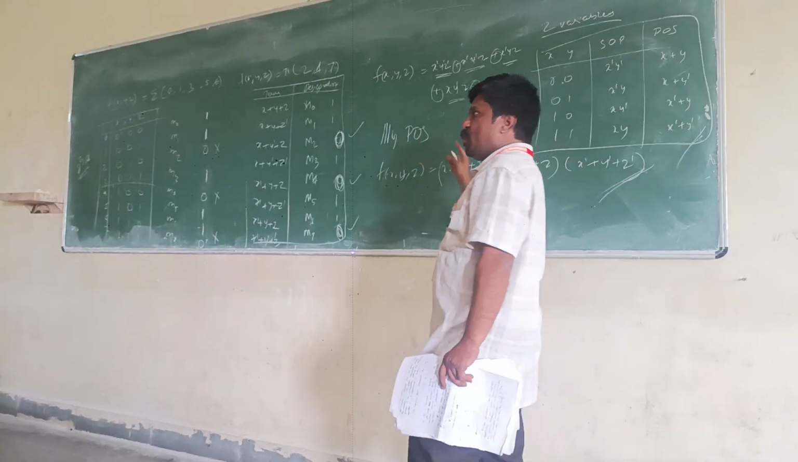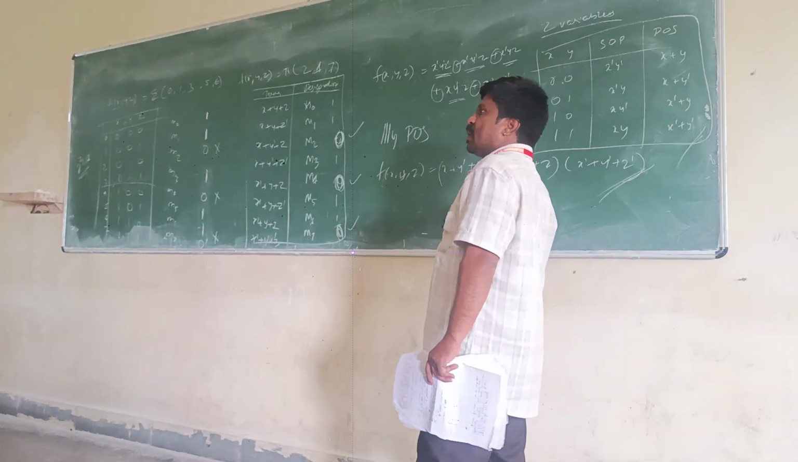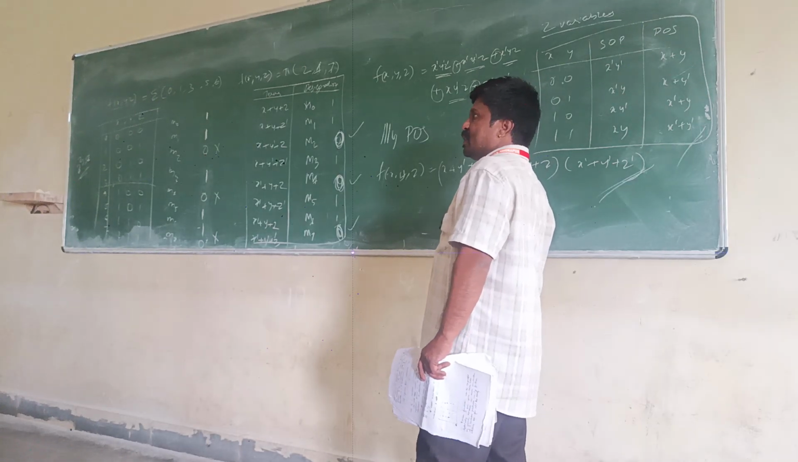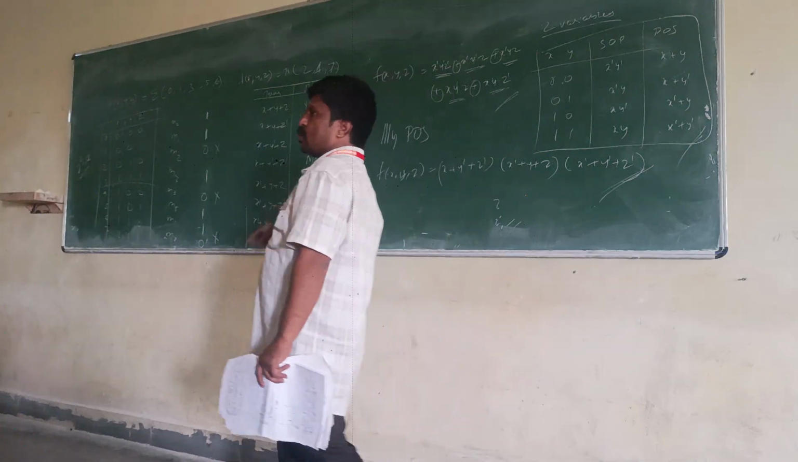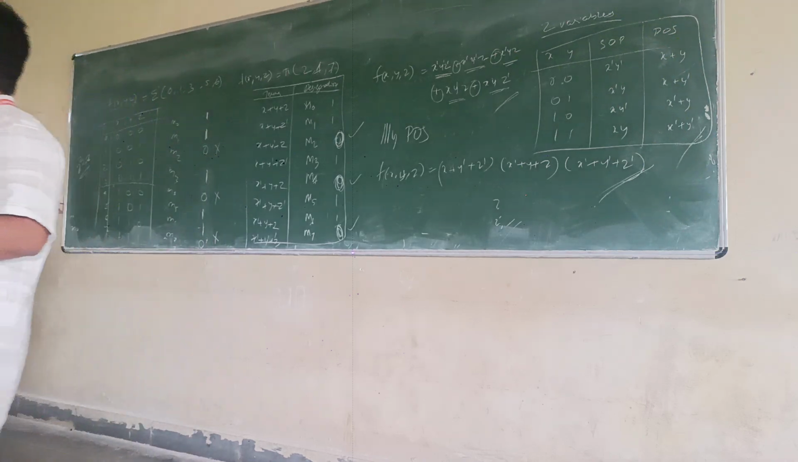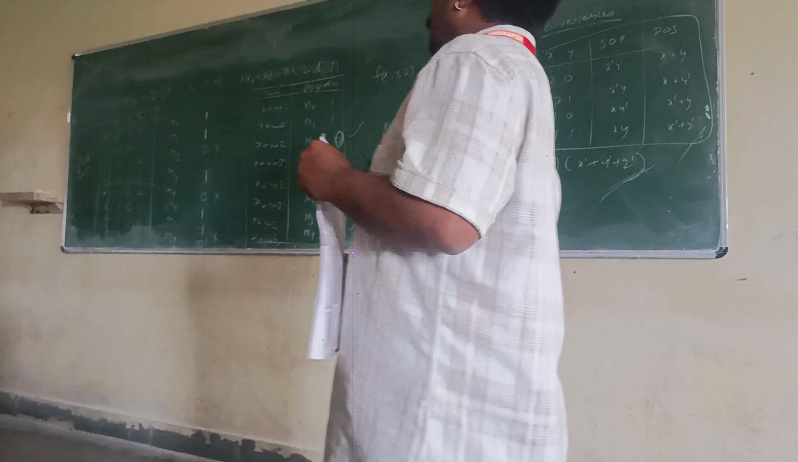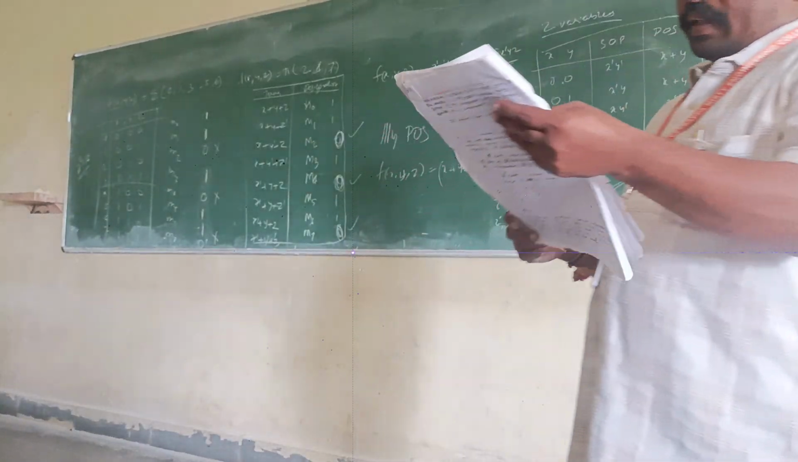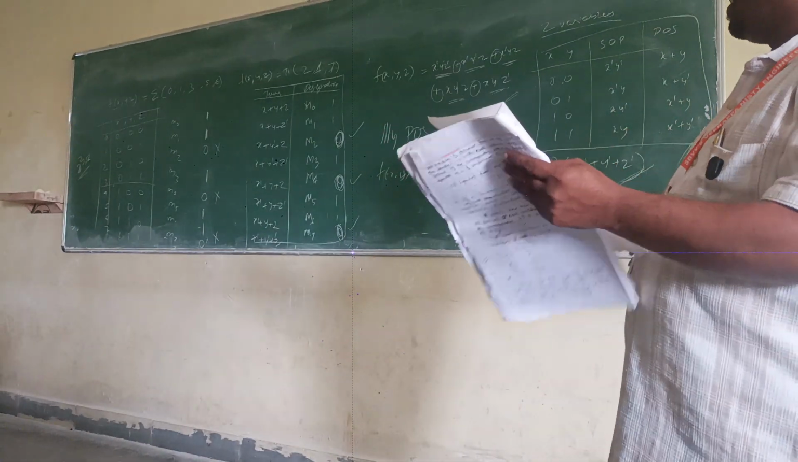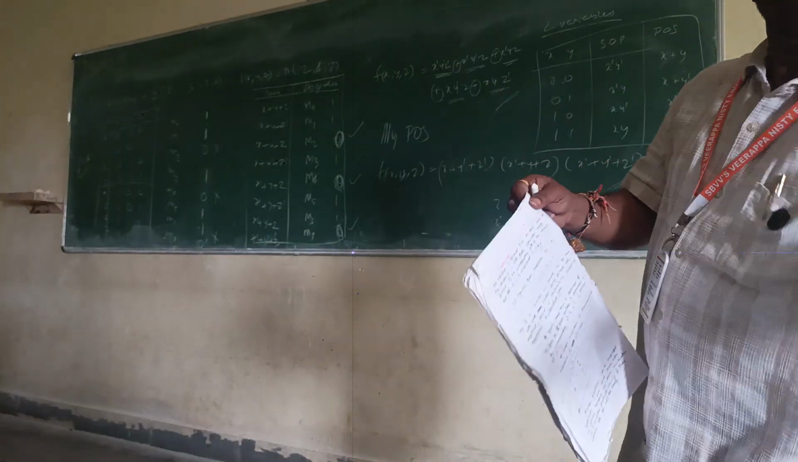To convert the given SOP form to POS form, you have to convert it this way. They ask this for 6 marks in the exam. I teach only this much here. This is all about 3 variables. Even with 4 variables you can write it also.